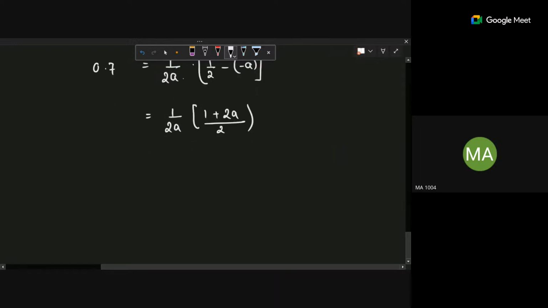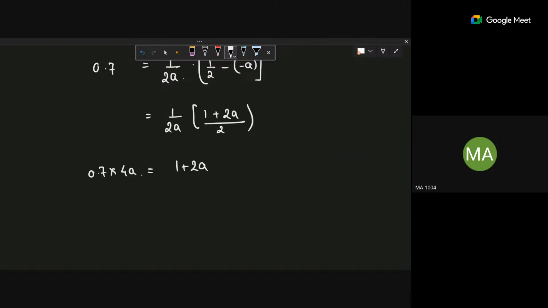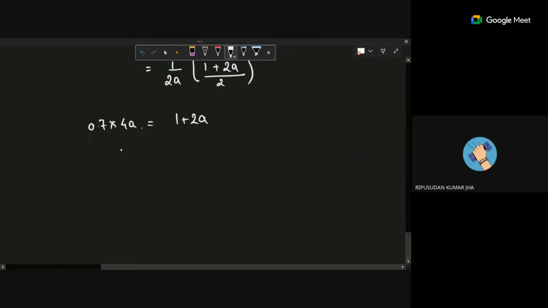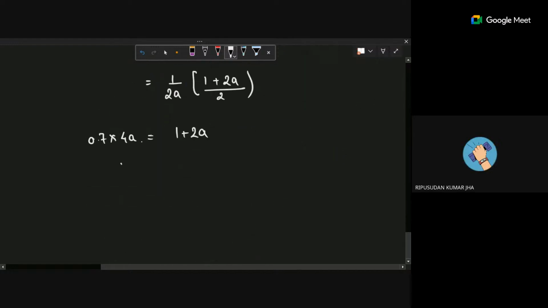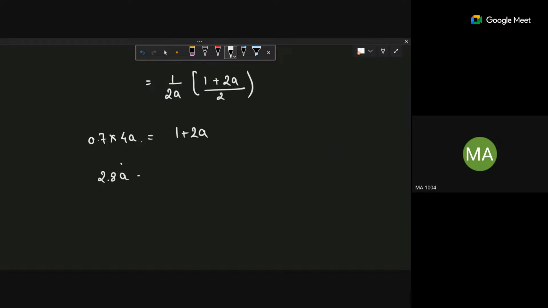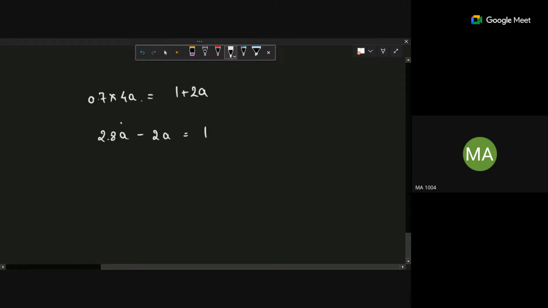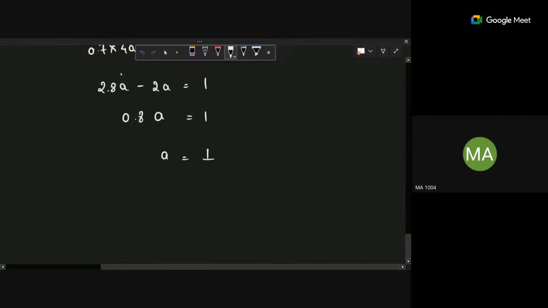All right, now solve it. What are you getting there? 1 plus twice a, and here it is 0.7 times 4a. Ma'am, if there is a greater than sign, then we will minus 1, no? Yes, in that case we will go for the 1 minus. So it is 2.8a minus twice a, which is equal to 1. Okay, so 0.8a is equal to 1, a is 1 upon 0.8, right? That's what we got from earlier also, that is 1.25.